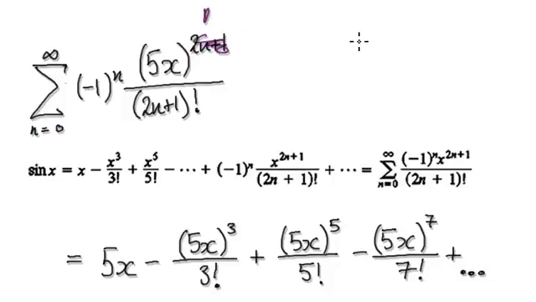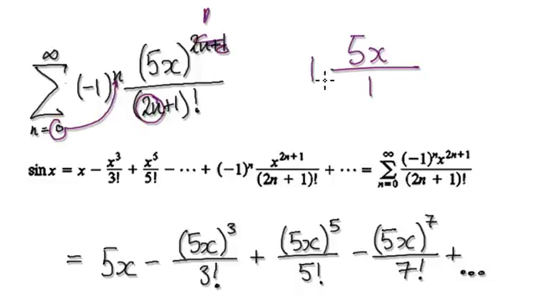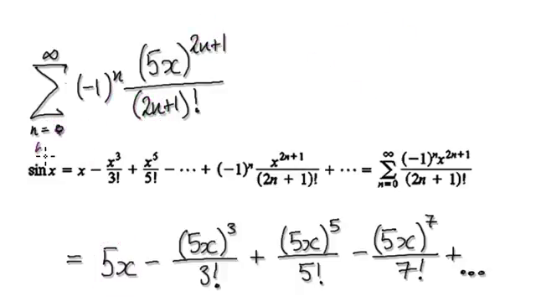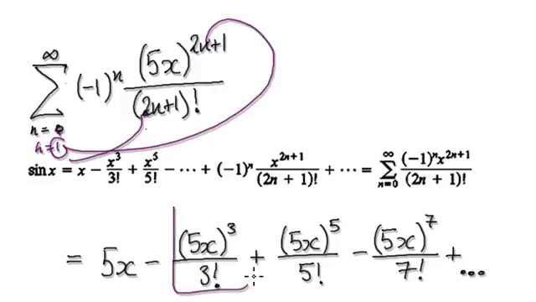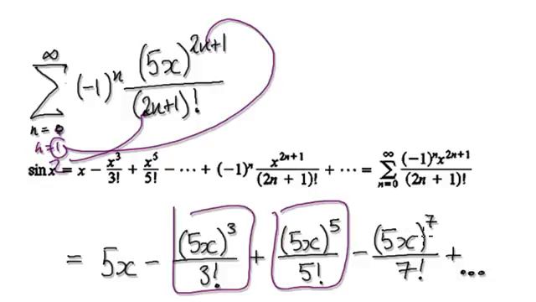So when n equals 0, it will be 5x to the power of 1 over this times 0, which will be 0 plus 1 factorial. It's going to be 1, and then this is going to be 1. So the first term will be 5. When n equals 1, when you put 1 into here, and so on, the second term will be this. When n equals 2, it will be this. When n equals 3, it will be this, and so on.